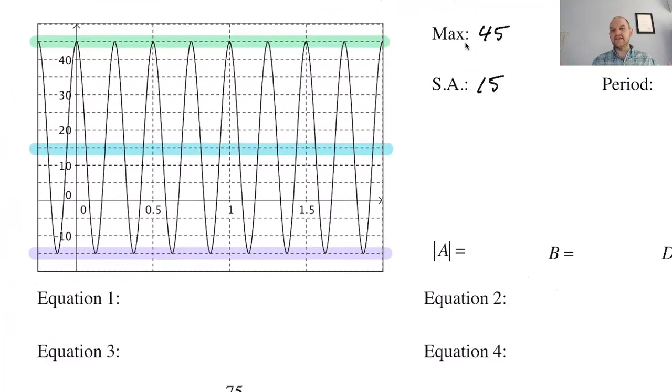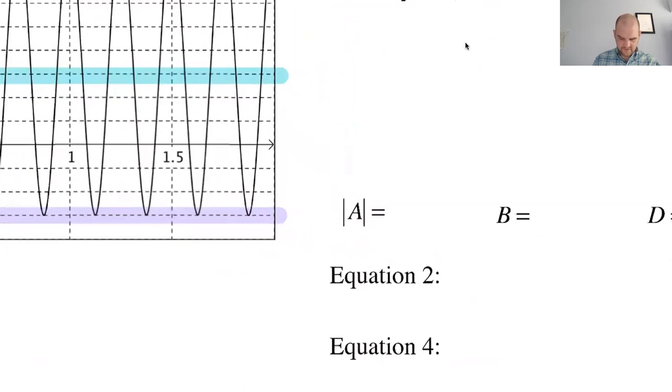So the amplitude, right? You want to do top, take away, bottom. So we could do 45 minus 15 is 30. We could do 15 minus negative 15 is 30. Or we could go 45 to negative 15, which is 60, and divide by 2. Any of those will give us 30. So we know the amplitude, which is the absolute value of A, is 30.